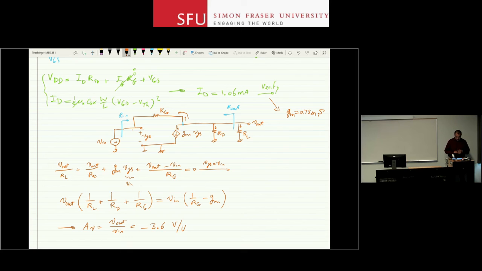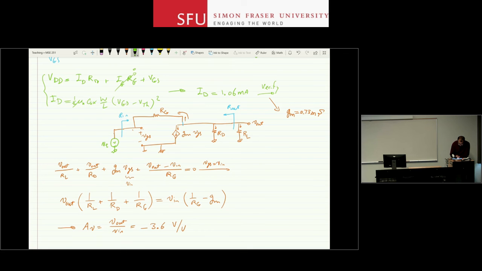What about the input resistance? I take the small signal circuit that I have here, detach all the independent sources from it, attach my test source to the input, and do my measurement of the current from that source.